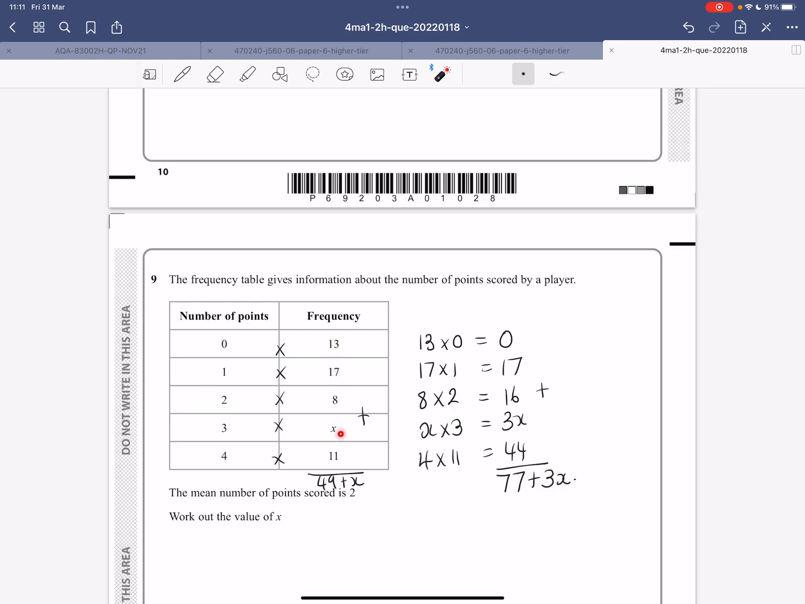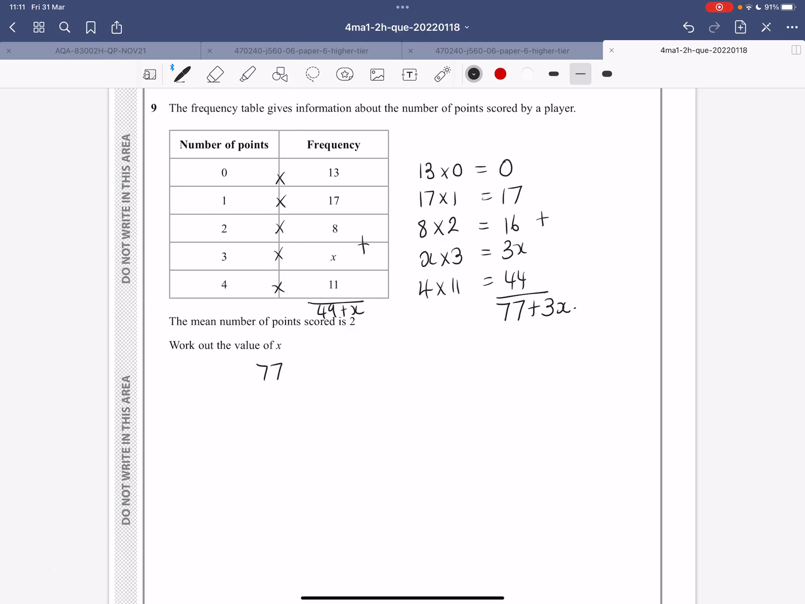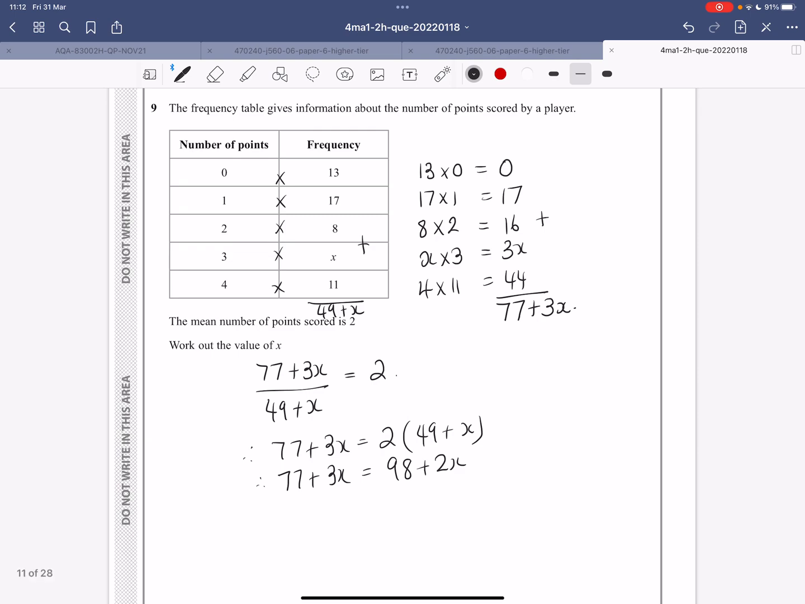And then this is how many times it happens. It's just this and x there. But what we've got is that if you do the total of the points divided by the total of the frequency, that equals 2. So we can say 77 plus 3x is 2 times 49 plus x. So therefore 77 plus 3x is 98 plus 2x. Okay, so I'm going to take 2x from each side, and you get 77 plus x is 98. Then I'm going to take 77 from each side, and x is 21.